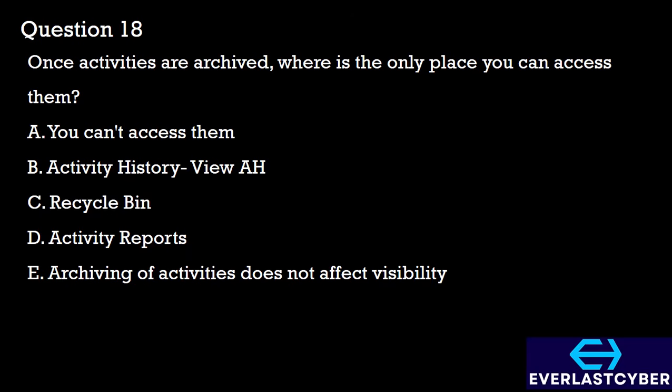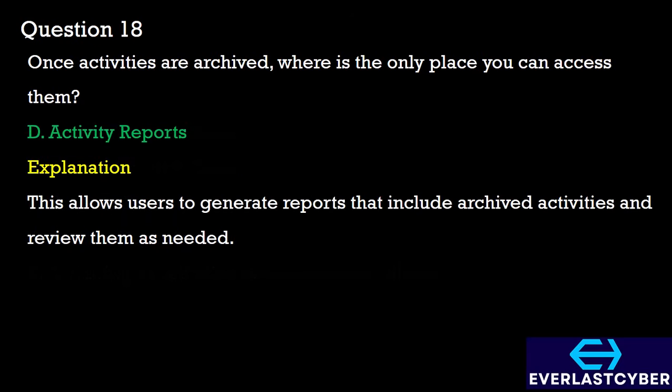So for this, we'll be going with option D. The activity reports is where you can access activities that have been archived, because this will allow the users to generate reports that include archived activities and they'll be able to review them as needed.